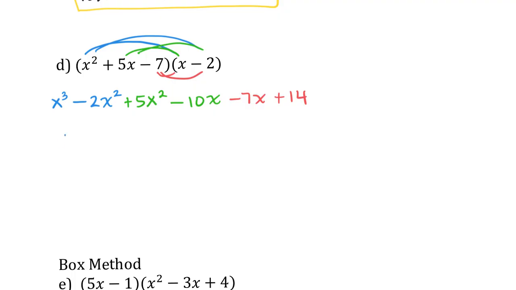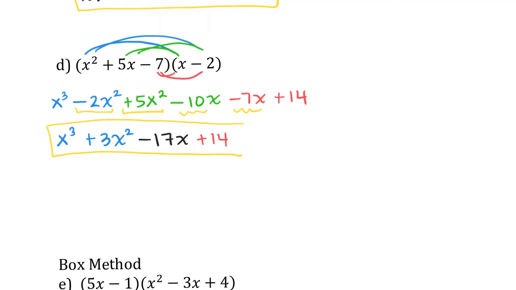Okay, since I didn't do it vertically, I need to look for the like terms. They're next to each other. Minus 2x squared plus 5x squared, so that's positive 3x squared. And I have minus 10x minus 7x, so minus 17x. And then I bring down the positive 14. And if you did a different method, we should still get the same answer. And if it's in standard form, it should be the exact same answer.